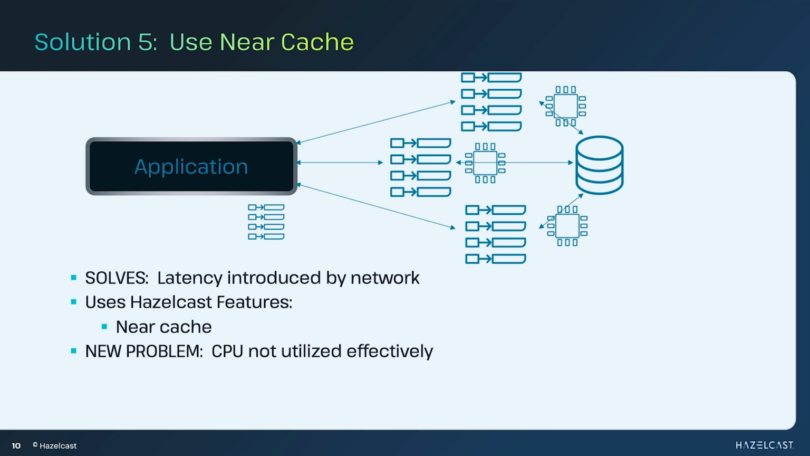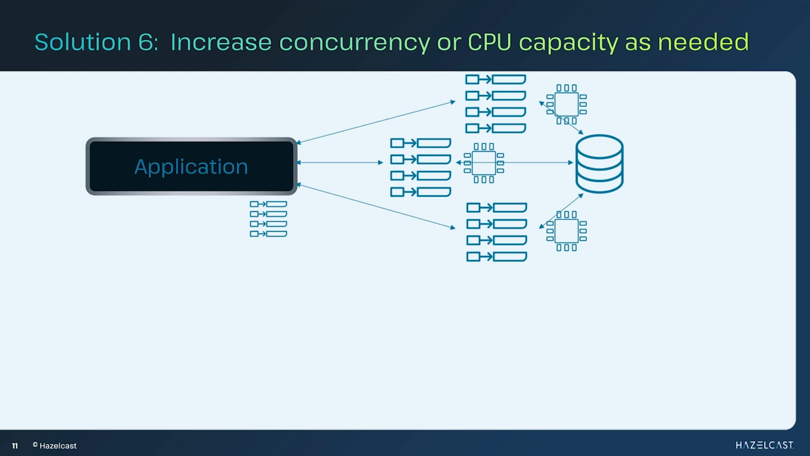We can now finally turn our attention to the CPU utilization on our member nodes. Depending on how compute intensive our workload is, we may find that we are either overutilizing or underutilizing our CPU capacity. Let's first consider the case where you aren't keeping all your CPU cores busy. This is quite common for caching type workloads.